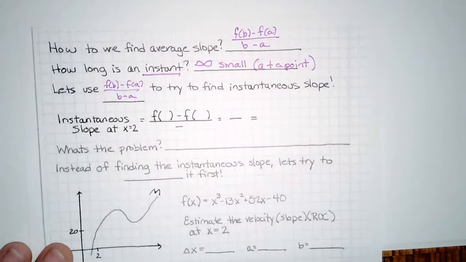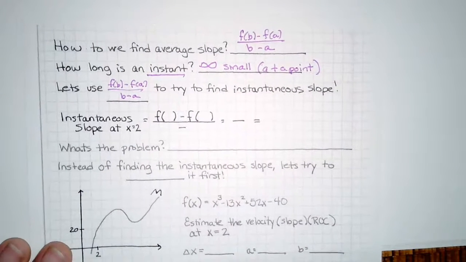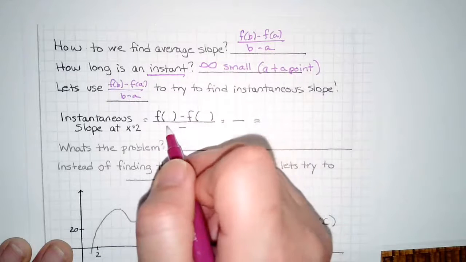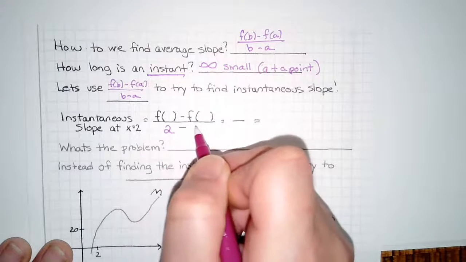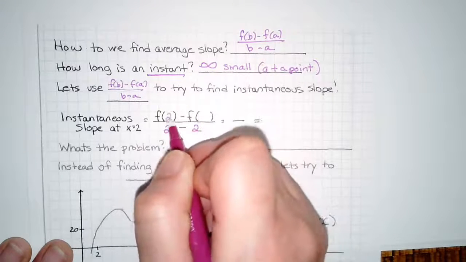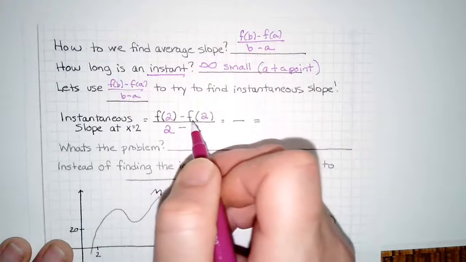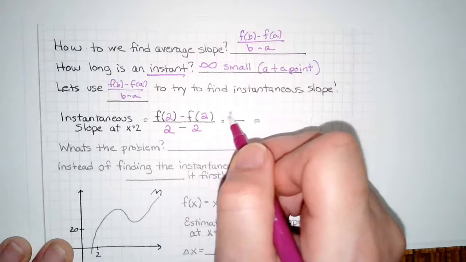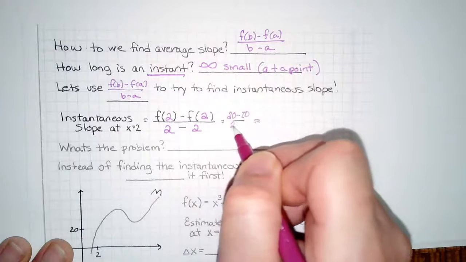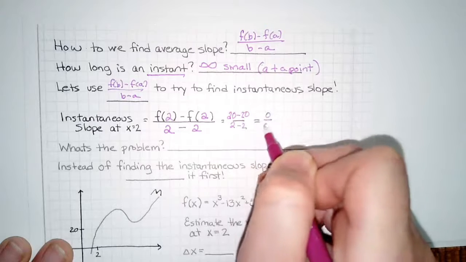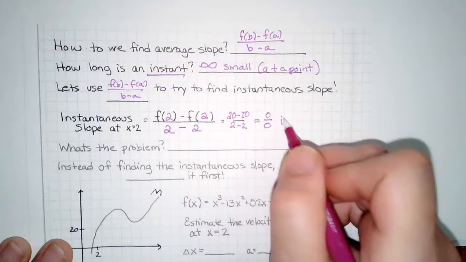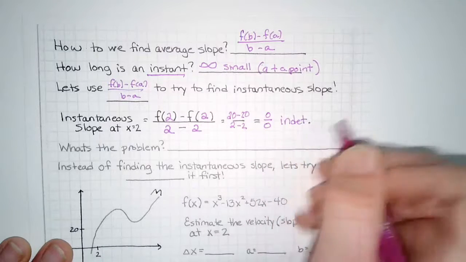So if I want to find the slope exactly at x equals 2, I'll put 2 on the bottom here, but I also use 2 as my other point. I'll fill in f of 2. Well, f of 2 was 20, so 20 minus 20 over 2 minus 2, which is 0 over 0, which we've gotten before, which is indeterminate.